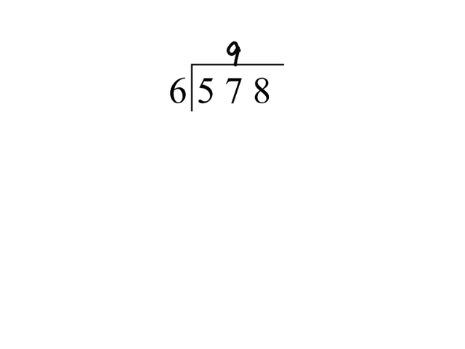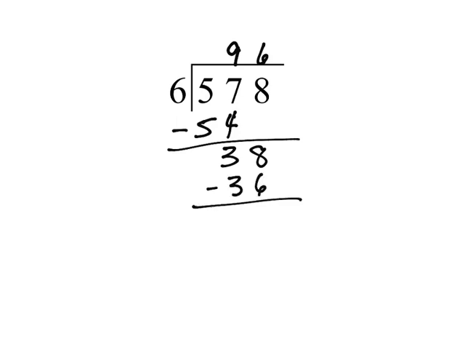If it were above the 5, you would be saying you can get 6 groups out of 5, and that's incorrect. So 9 times 6 is 54, and we're going to subtract here. We've got 3. We're going to bring down our 8. How many groups of 6 can I get out of 38? I can get 6 because, of course, 6 times 6 is 36. And I have 2. My 2 is less than my divisor, so my remainder is 2. My answer is 96, remainder 2.